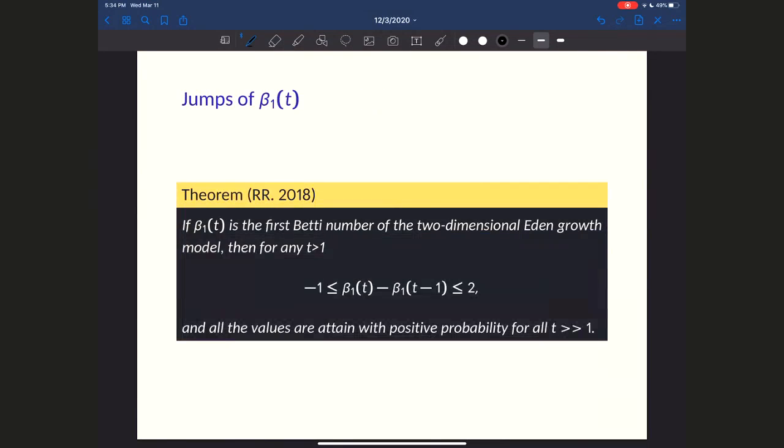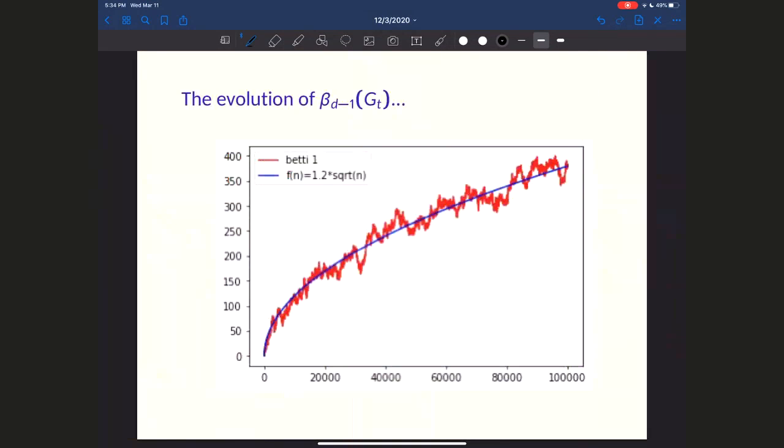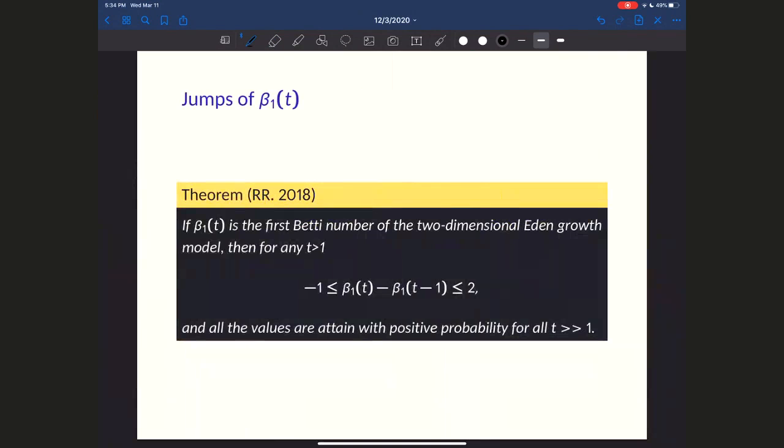Okay, so now one of the questions that one could ask is about the jumps of the number of holes. So we could ask, okay, how many holes can I create from one type to the next one? The maximum number of holes that I can create. And so you can create up to 2 holes.